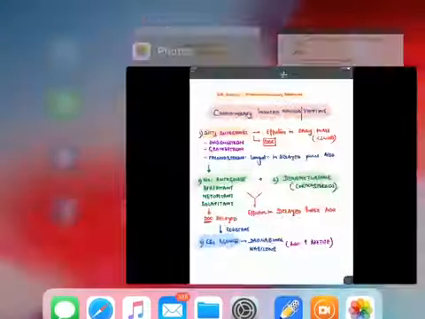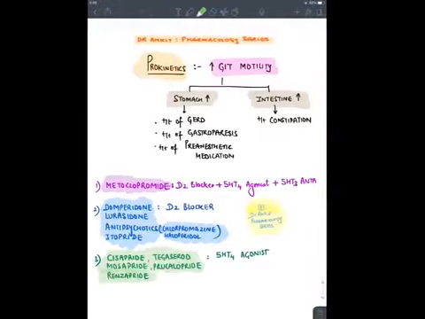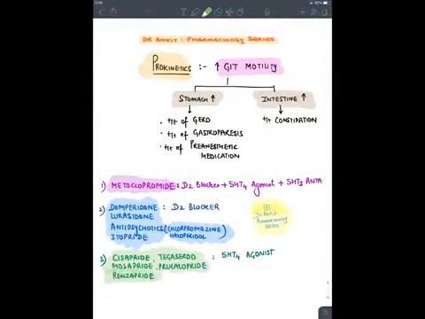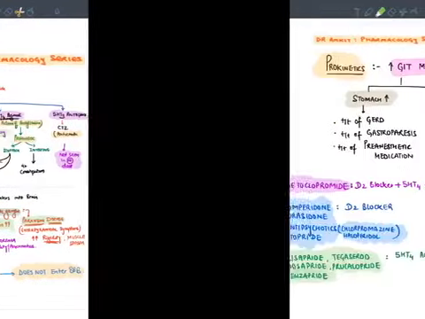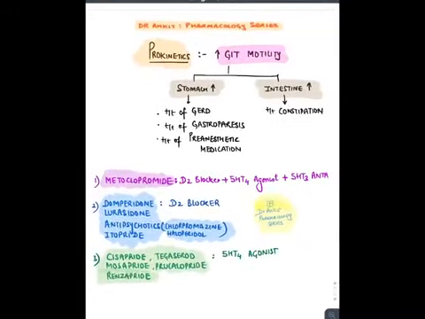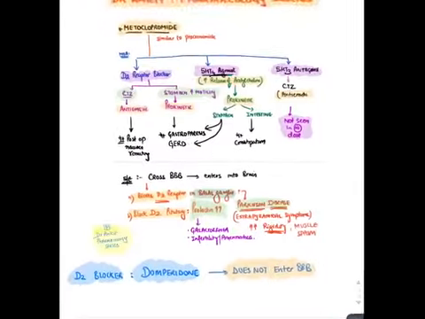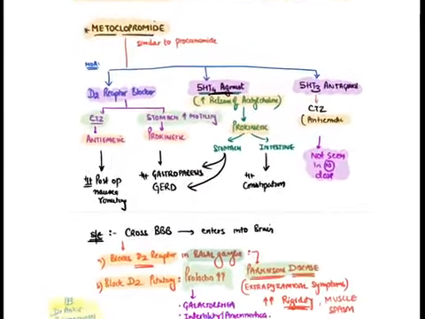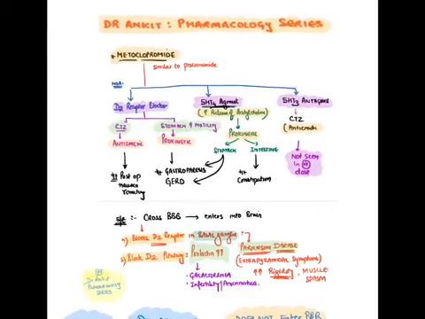So let's talk about metoclopramide now. Metoclopramide is a kind of prokinetic drug. What are prokinetics? Prokinetic means they increase GIT motility. Let's talk about metoclopramide first, then we will come to prokinetics. Metoclopramide is a congener of procainamide. They both end with the word amide.